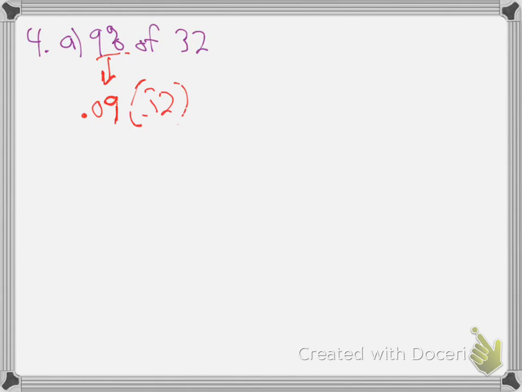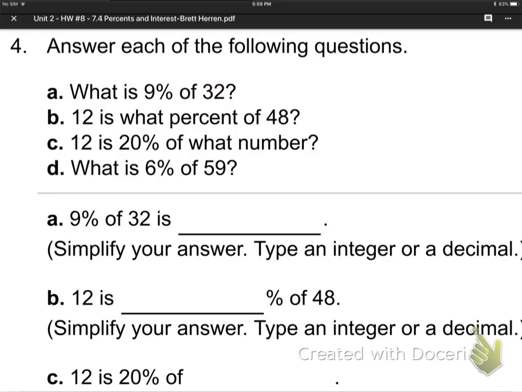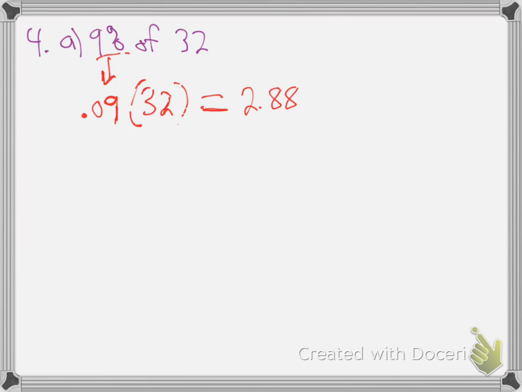32. So 0.09 times 32 equals what? What is 0.09 times 32? Let me check on my calculator here. It is 2.88. There it is. All right, let's try part B. Part B says 12 is what percent of 48?